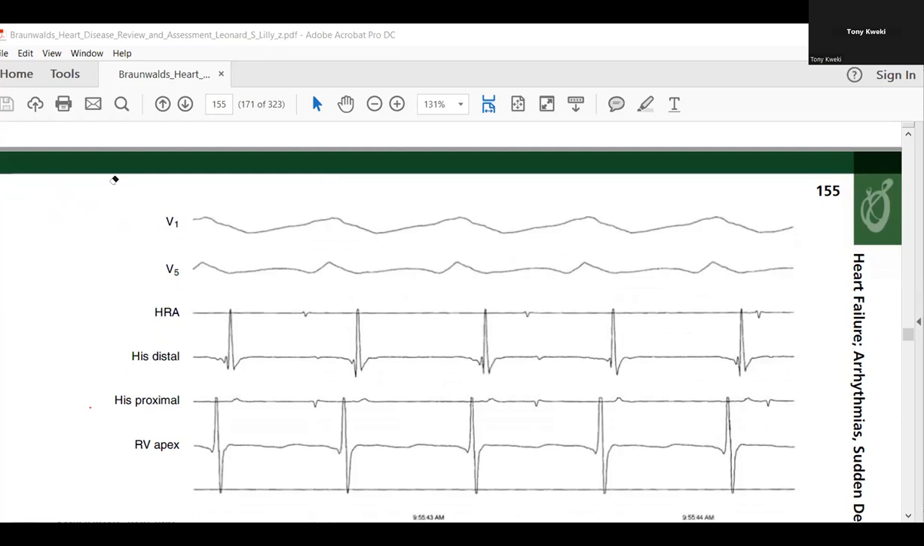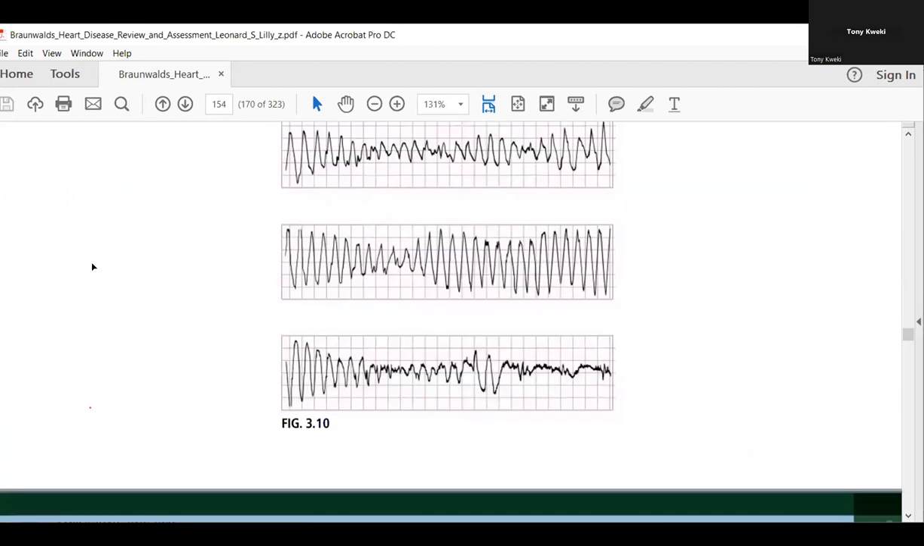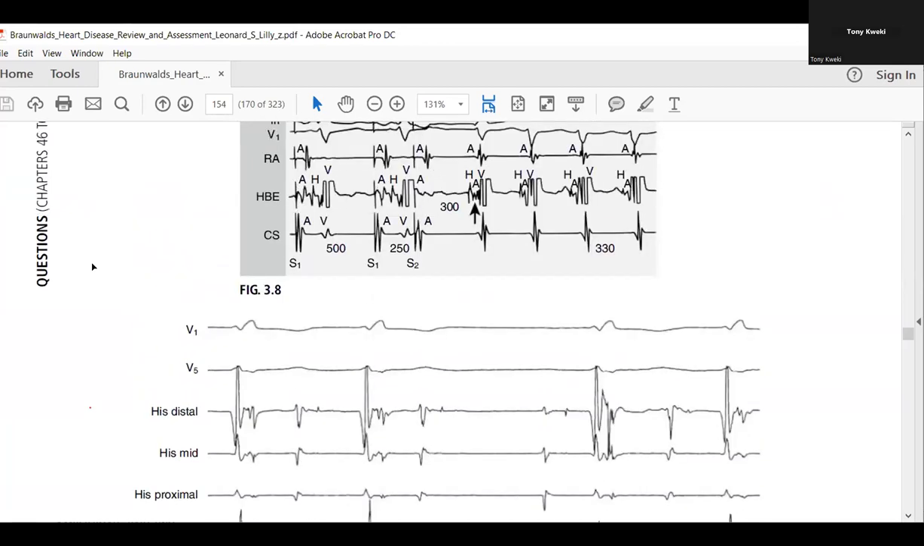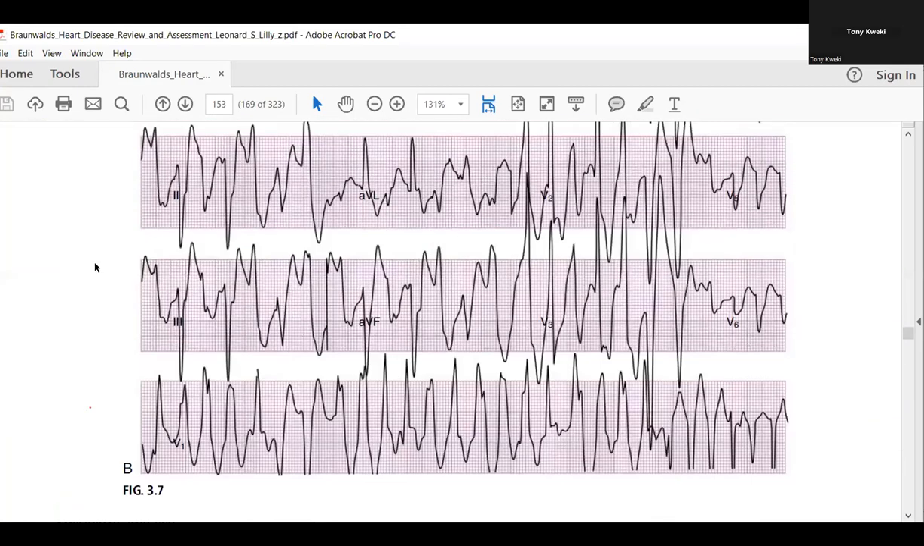So when we go back to that question, we see AV reciprocating tachycardia utilizing an accessory pathway. No, because of course you see that QRS complex, see how broad it is.